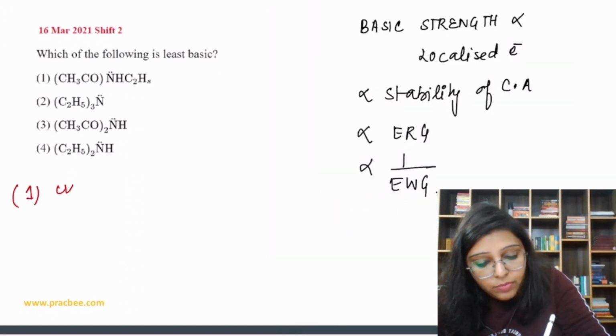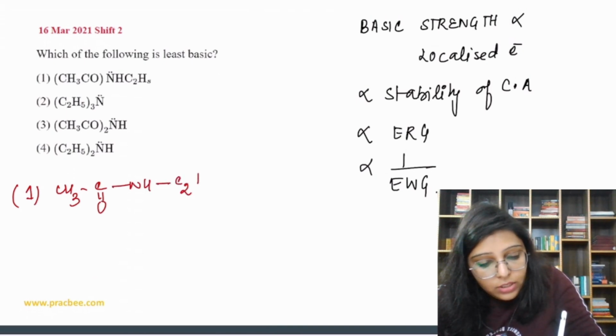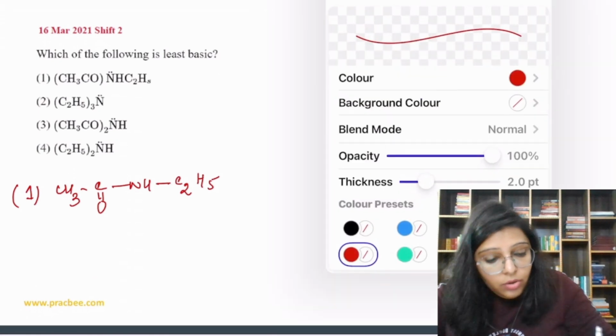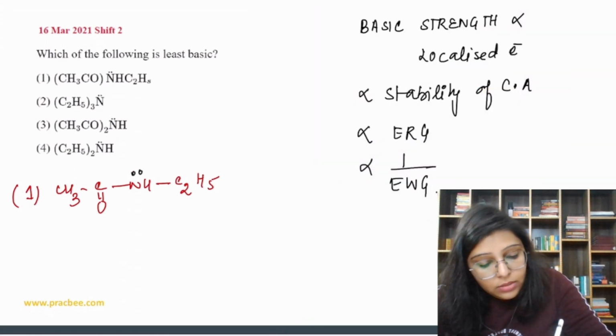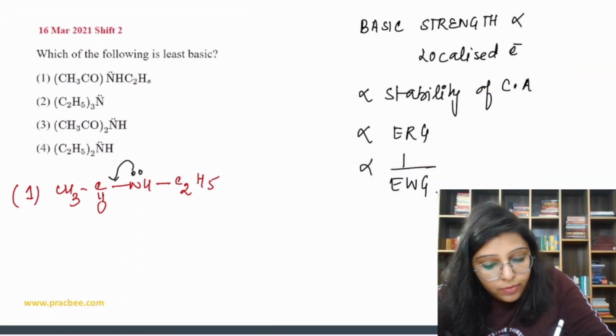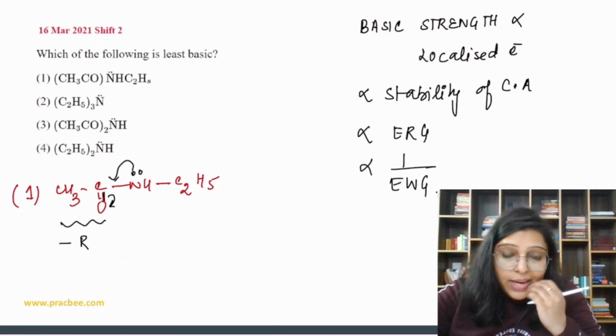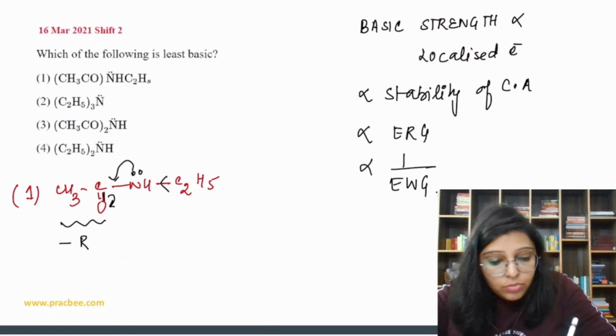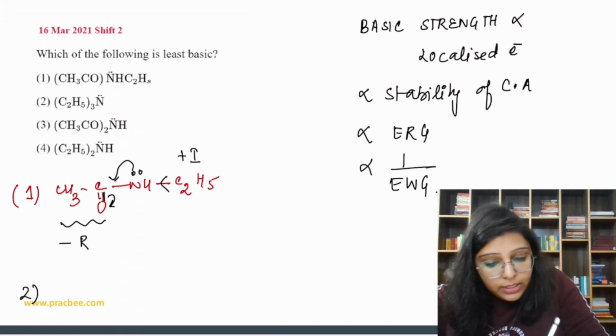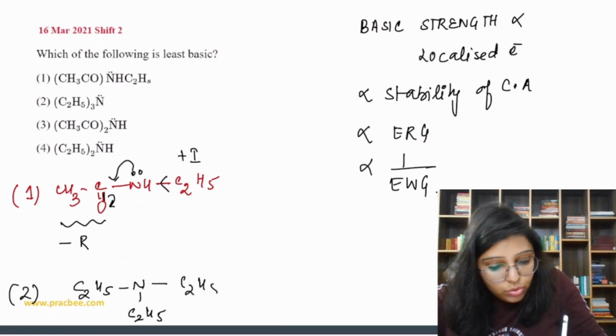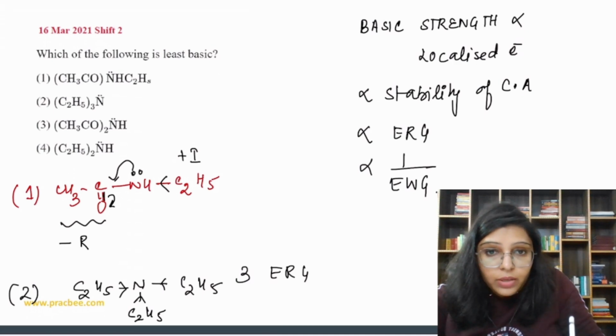If we see option number 1, we have CH3, C double bond O, and then NH, and here we have C2H5. Okay, now if you see over here, these electrons are involved in resonance. So this is going to be minus R effect, and this is going to be plus sign. Now in the second one, we can have C2H5 and then C2H5, triethyl amine. So here we have electron releasing group, right? The 3 electron releasing groups here.